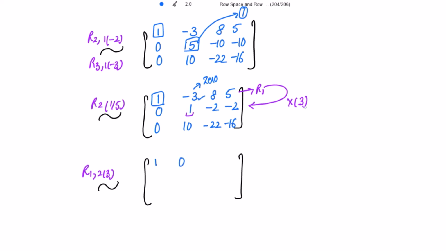Minus 2 multiplied with 3 we get minus 6, adding this to 8 we get 2. Minus 2 multiplied with 3 we get minus 6, adding this to 5 we get minus 1. Writing the second row as it is.